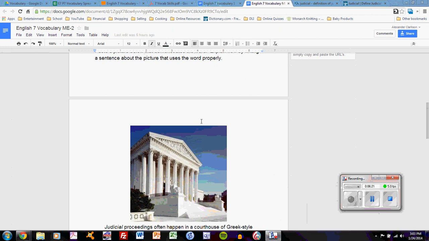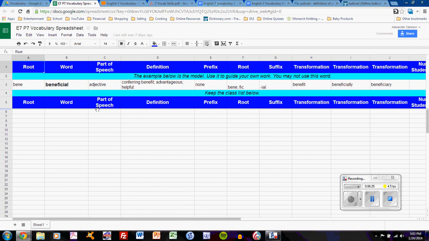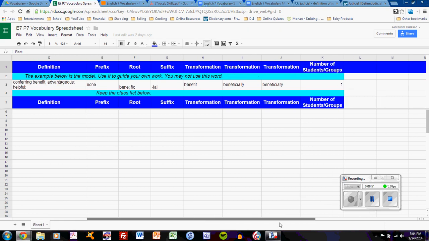The spreadsheet will be sent to you in Google Drive, so look for it there. Here's a spreadsheet. It requires the student to enter the root, the word, the part of speech, definition, prefix, root, suffix, and any transformations. This is a group document. Each student in the class will complete entries. So you may actually complete an entry that is the same word as somebody else. You will do that simply by noting that you did the same word.